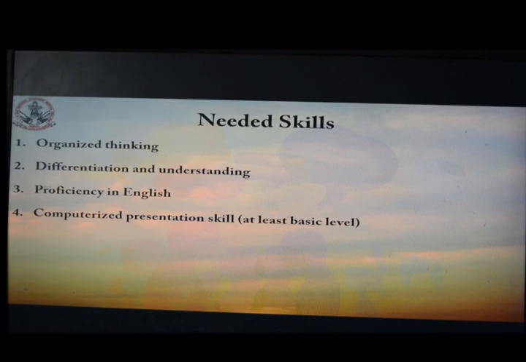with utilization of technical dictionaries should be there, because when you are using software like Microsoft Word, a lot of technical wordings are shown as spelling mistakes. So for this we have to use technical dictionaries like medical dictionaries, technology dictionaries and other specific dictionaries. Then computerized presentation skill, at least at a basic level, must be there. So these are some of the needed skills for communication of research.